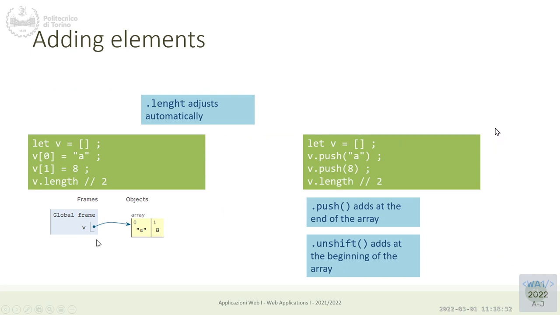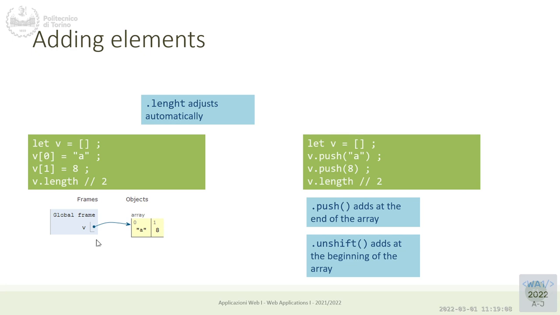The length of an array is automatically updated whenever we add new elements. So we see that I'm creating an empty array. I'm putting something into element zero. But element zero didn't exist, so it's been created for me. I don't need to create the element and then fill it. I can just assign a value to the first free position in the array, and this position is created.